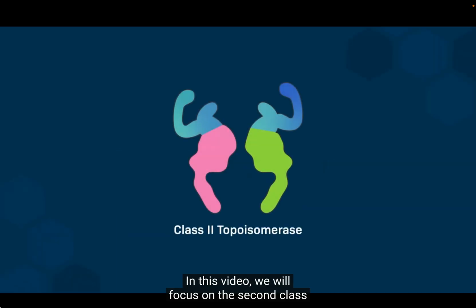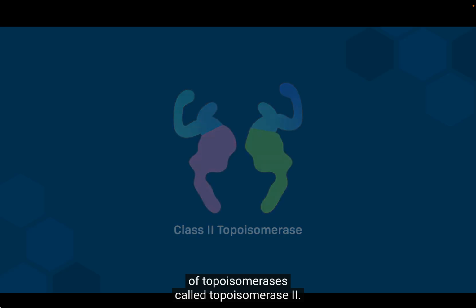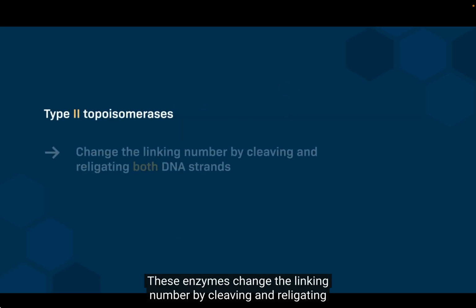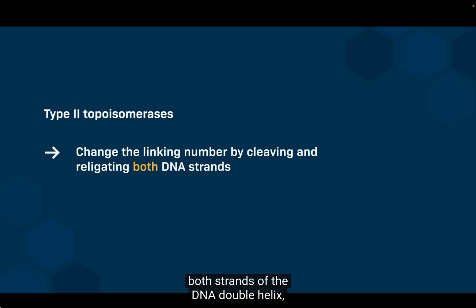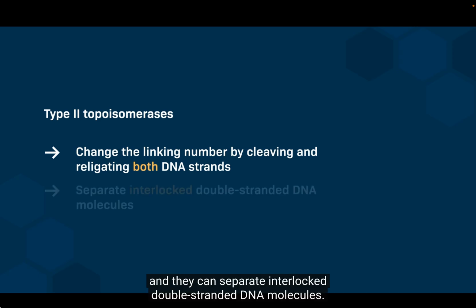In this video, we will focus on the second class of topoisomerase called Topoisomerase II. These enzymes change the linking number by cleaving and religating both strands of the DNA double helix, and they can separate interlocked double-stranded DNA molecules.